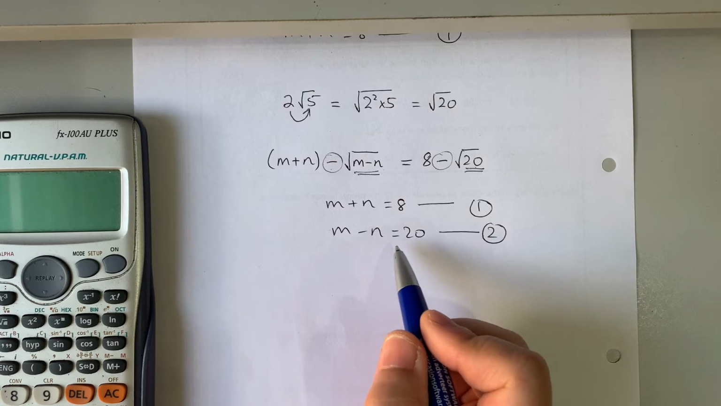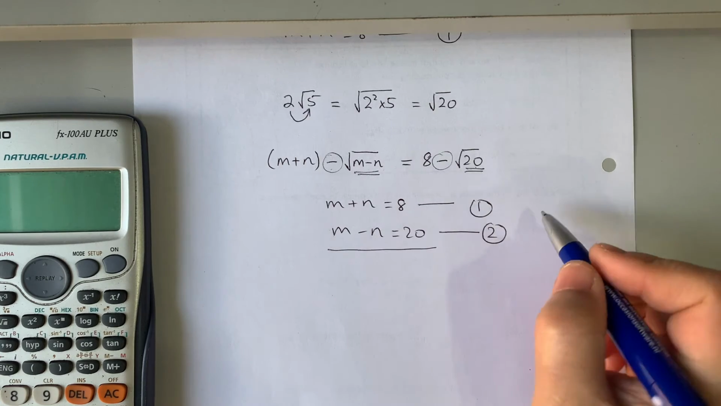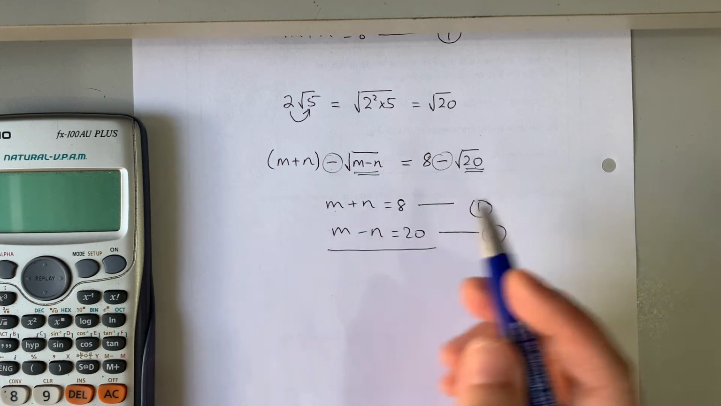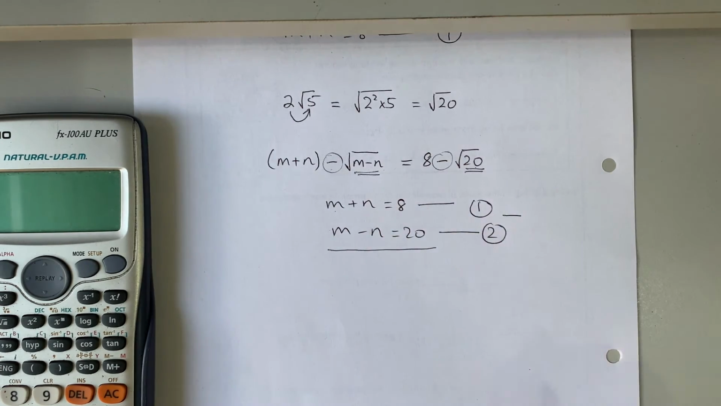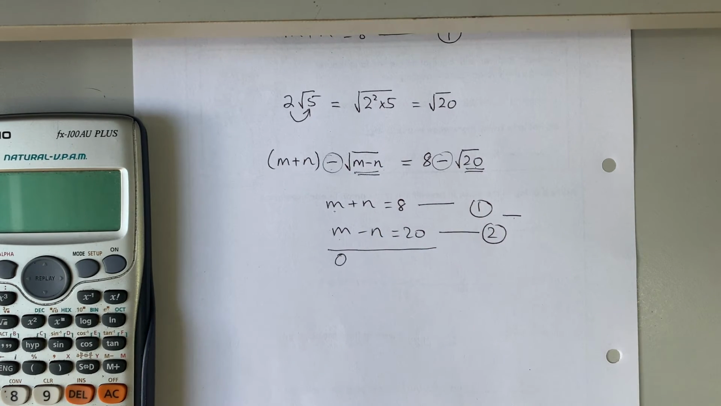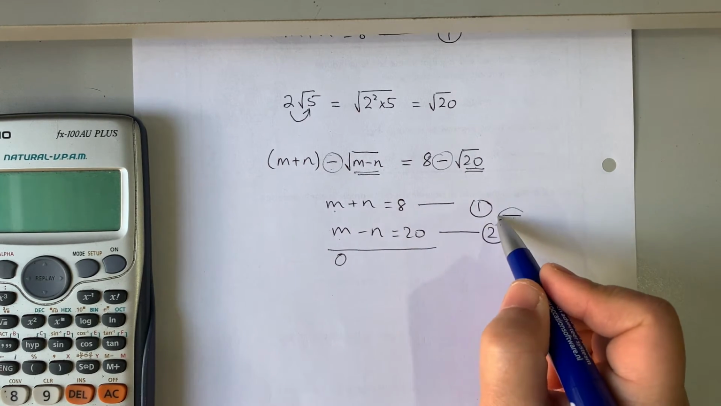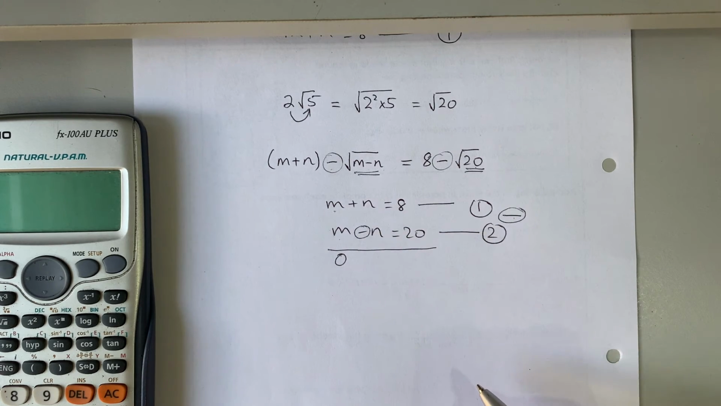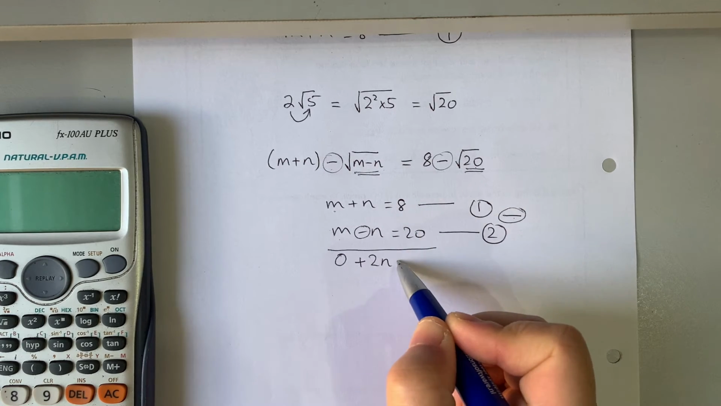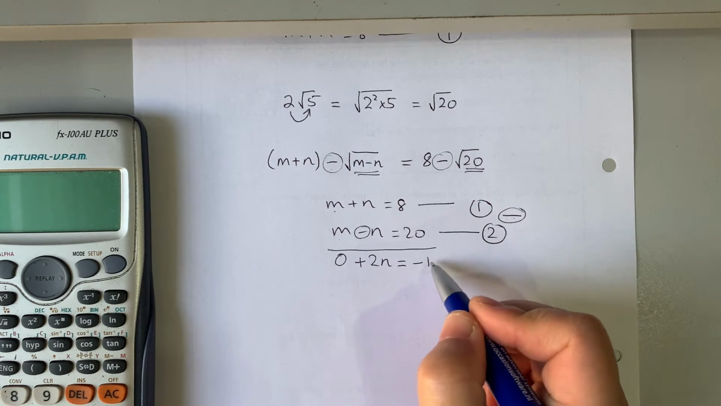Right. The best way to solve these two is by elimination. Now I want to get rid of these m's. Now the way to get rid of them is to subtract. So I'm going to take away, going down, m take away m, that's going to give me nothing. So the m's are gone. Okay, the next bit, watch out for the signs. So plus n minus minus n, that's going to give you a plus. So plus n is going to give you plus 2n equals 8 minus 20, that's going to give you minus 12.